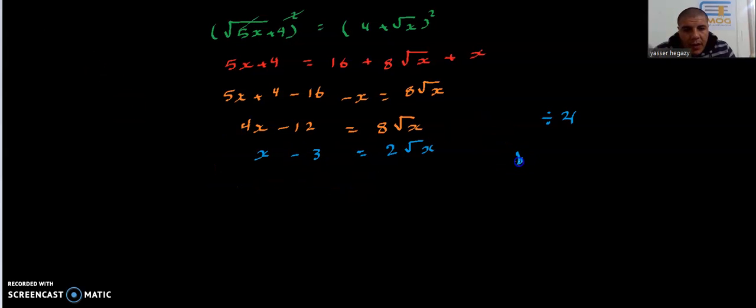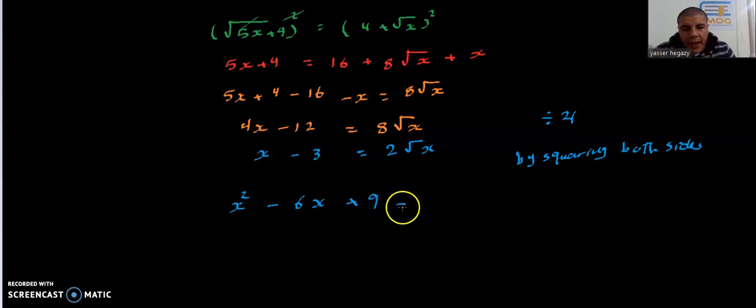So I'll say by squaring both sides. x minus 3 all power 2, so it will be x power 2 plus 2 multiplied by 3 multiplied by x, it will be 6x. Here it's negative 6x plus 9 is equal to 2 the square root of x power 2, it will be 4x.